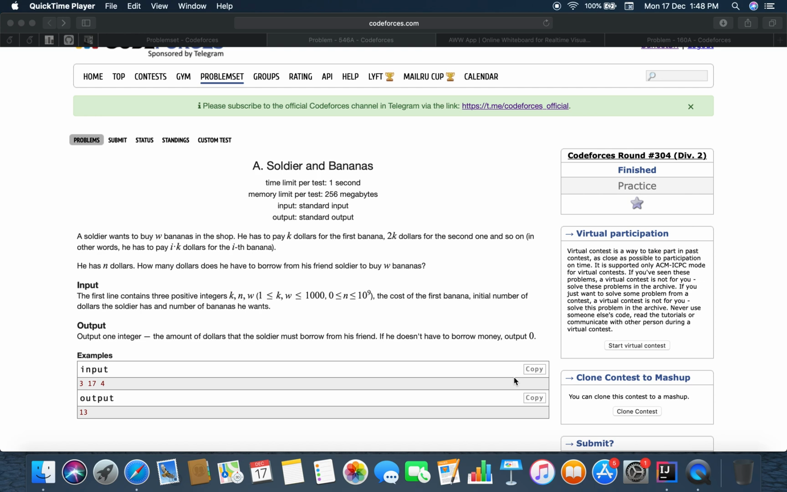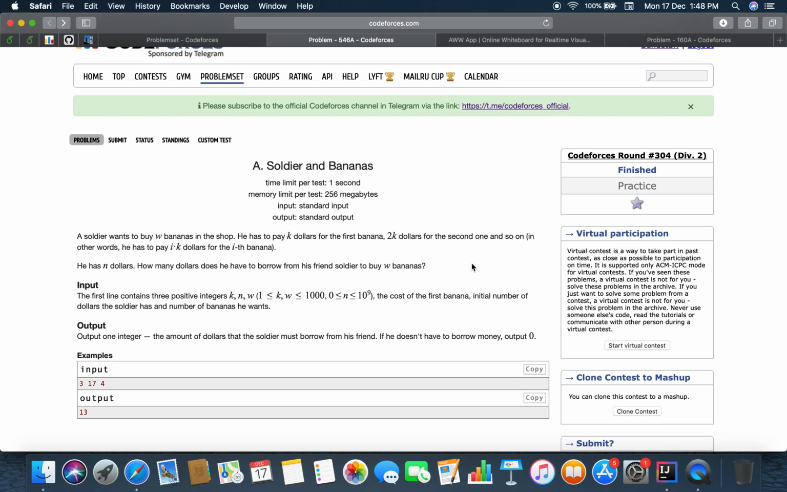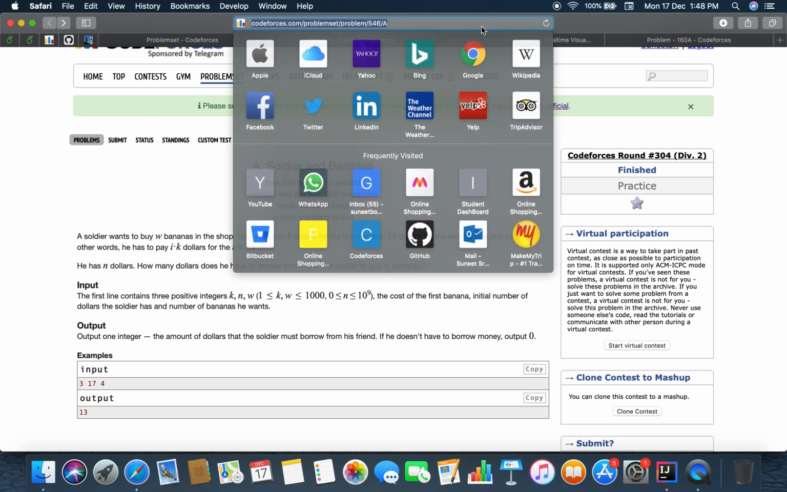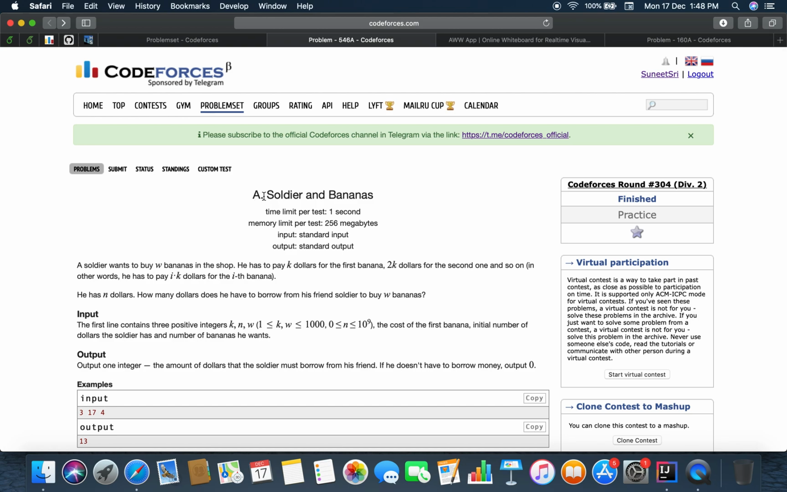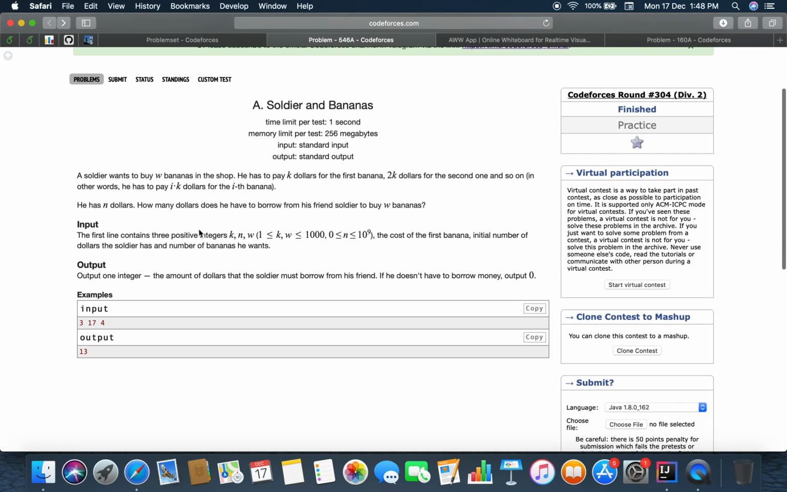This is the next problem of Codeforces 546A, and the link is /problem/546/a. The problem name is Soldier and Bananas. A soldier wants to buy w bananas in the shop. He has to pay $k for the first banana, $2k for the second one, and so on. In other words, he has to pay $i·k for the ith banana. He has $n. How many dollars does he have to borrow from his friend to buy w bananas?